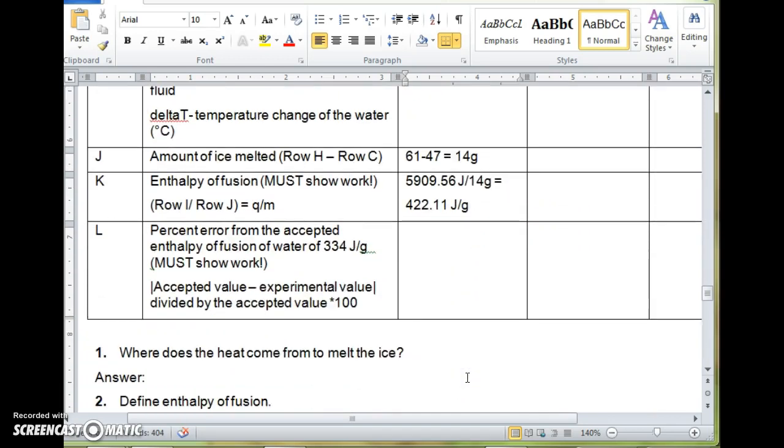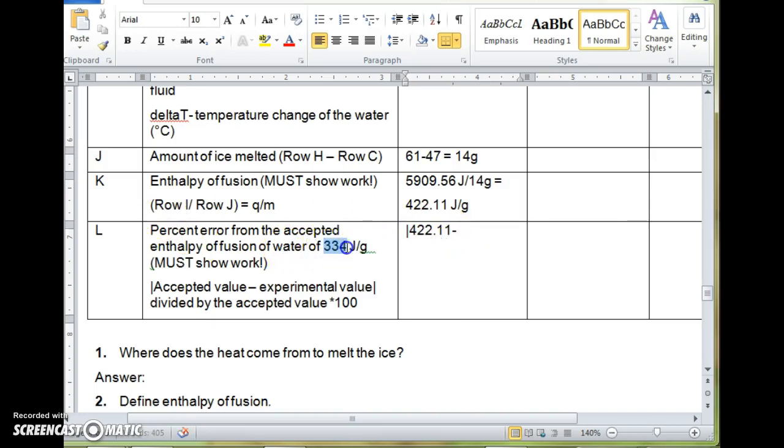Okay? Now, had this lab been perfect, our answer right here should have been 334, but it wasn't. It was 422.11. So we need to figure out how close to the actual answer we were. And to do that, we put it in this equation.